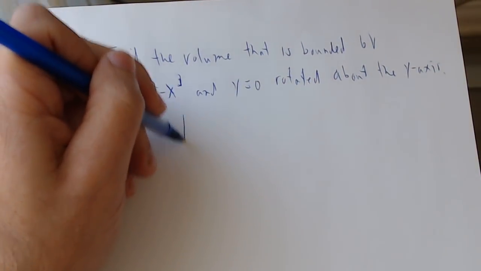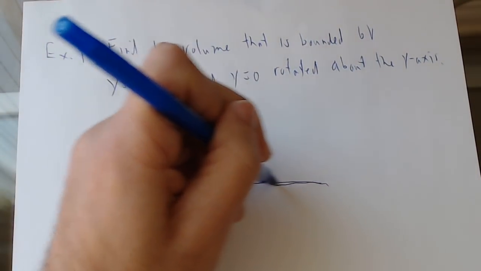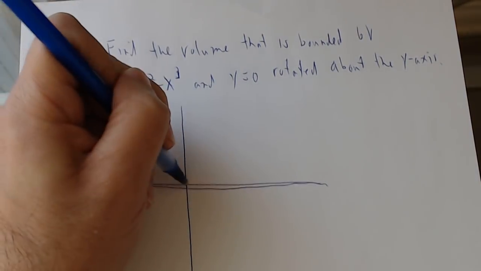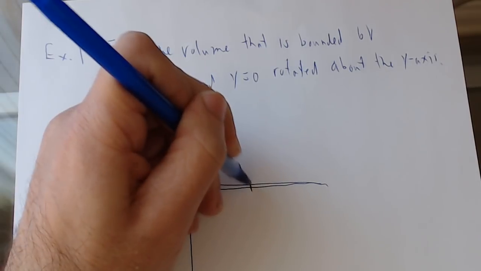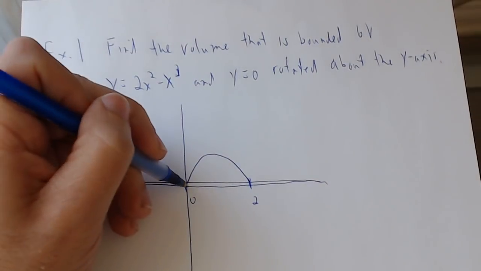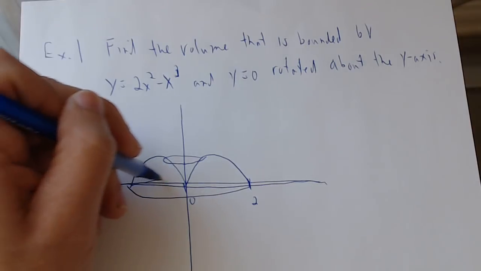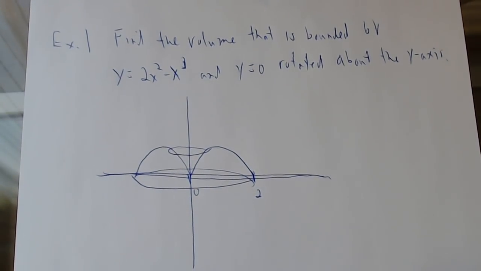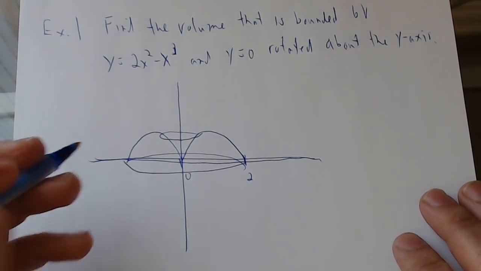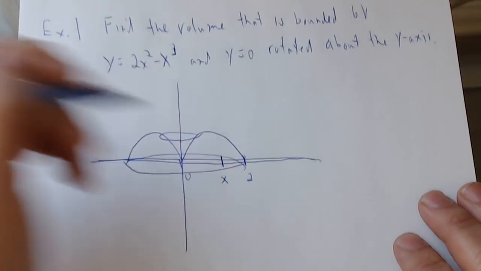So we know that the graph of this, for y equals 0 is the x-axis, and 2x squared minus x cubed, if you remember, looked like this. And this was 2, this was 0. And so what I'm doing is I'm grabbing this and I'm rotating it about the y-axis, which gives us this shape. Now we talked about why the cross-sectional areas won't work, but what I'm really doing is I'm going to put a generic shell. And since my shells are going to be standing up, I'm going to work in terms of x.